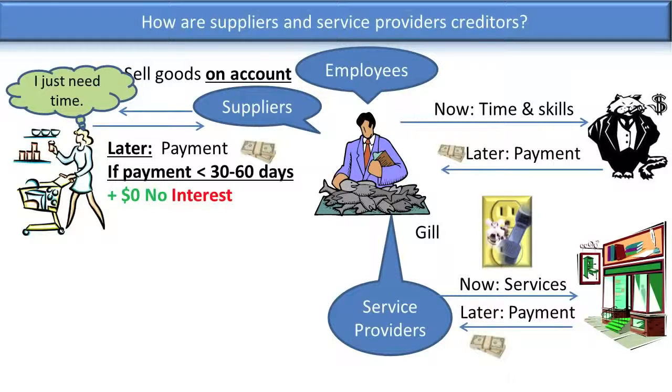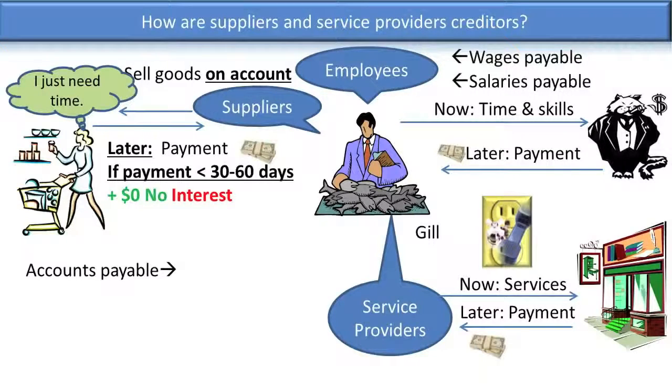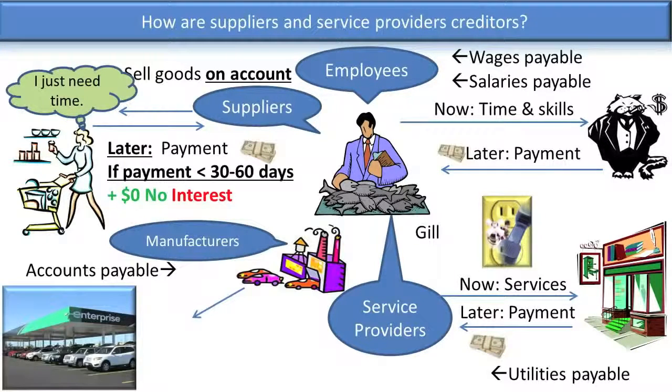When customers owe money to suppliers and service providers, the amount owed are referred to as payables. For example, the customers who purchase goods on account owe an account payable to the supplier. Companies who owe their employees for work performed on account owe wages and salaries payable. Companies who owe utility providers for utilities received on account owe utilities payable. Gil could also represent a manufacturer who produces the goods and then sells them to customers. Companies who owe manufacturers for products they purchased on account owe accounts payable.